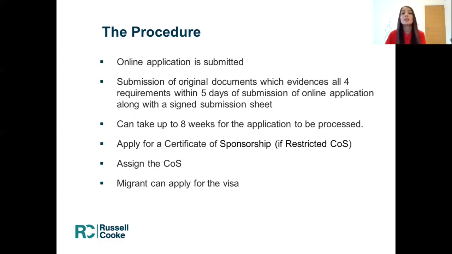Now, if the company needs to apply for a restricted certificate of sponsorship, then an application needs to be made. If it is an unrestricted certificate of sponsorship, then no application needs to be made because you already have an allocation for that. I'll go through certificates of sponsorship in a bit more detail after a few slides. After this, you would actually have to assign the certificate of sponsorship to the particular migrant that you intend to recruit. Once the certificate has been assigned to that migrant, then they can simply apply for their Tier 2 visa.